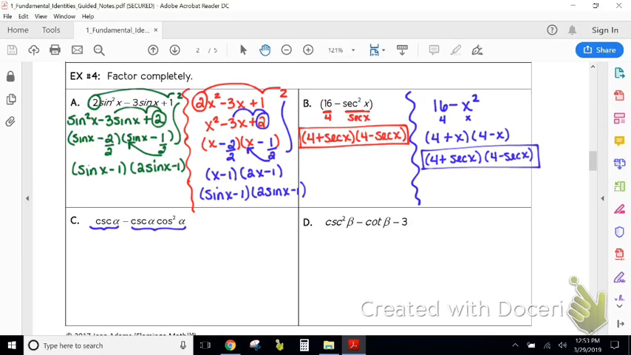So do these two have a greatest common factor? Do they have something in common? They do. They both have a cosecant, so let's take that out. So cosecant of alpha, remember that means we divide it out, so we get 1 minus cosine squared of alpha.